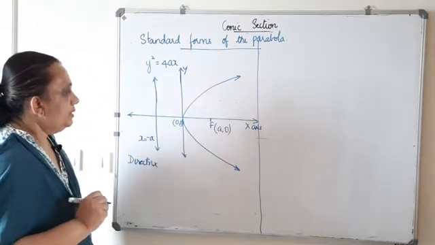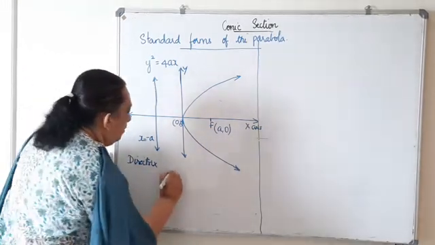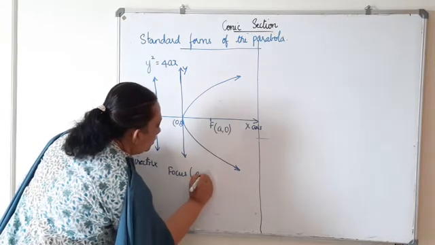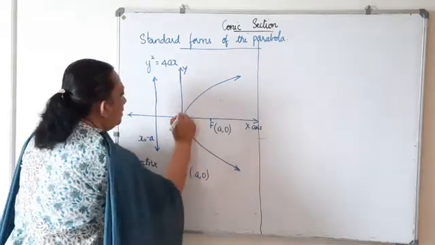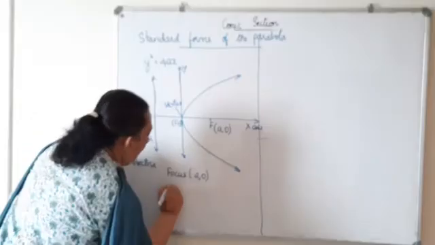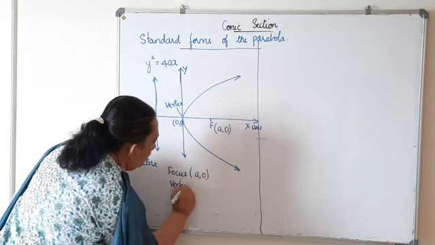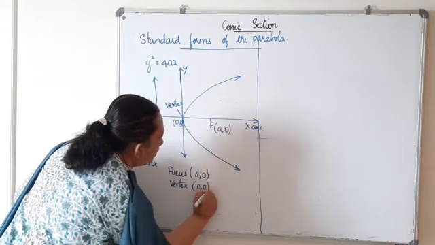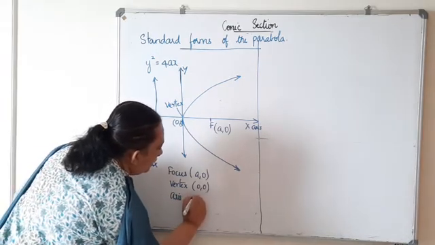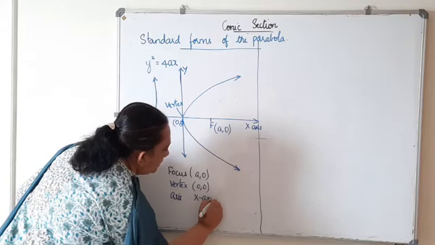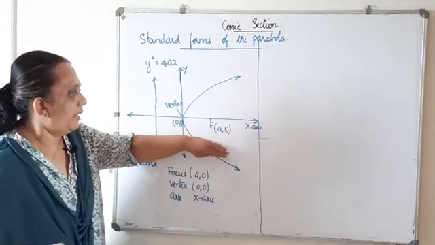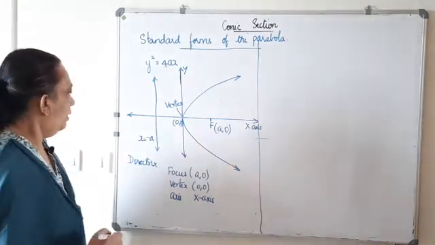Now, when you consider this parabola, you can say that focus is equal to a comma 0. This is the vertex. Vertex is equal to 0, 0. This is axis. It is symmetric with respect to the x-axis. Symmetric with respect to the x-axis means area above the x-axis and area below the x-axis, they are equal.